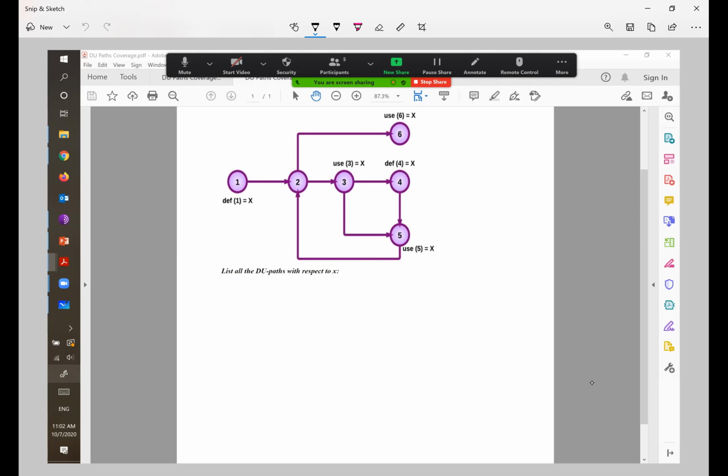What we want to do is list the DU paths, all DU paths, for an all DU path coverage criteria. So tell me the test requirements for all DU path coverage. I'll leave you a moment to think about it.